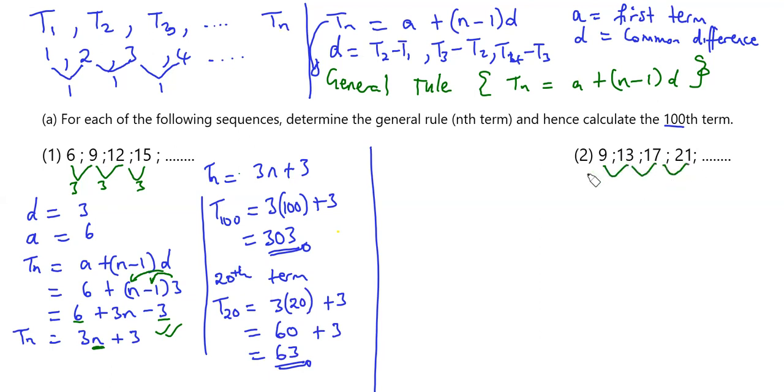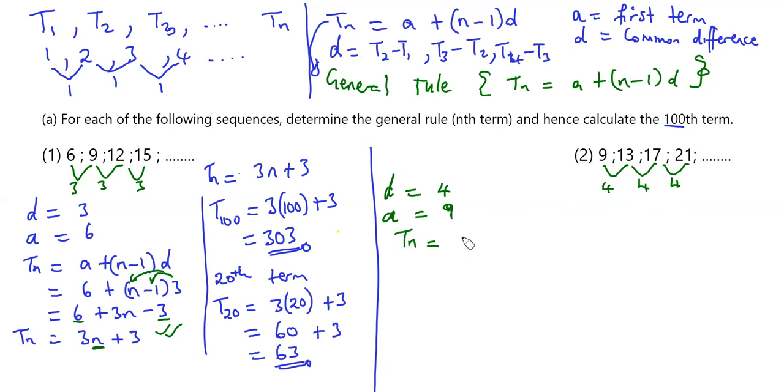Now, let's see what we have here. 13 minus 9, what's going to be 13 minus 9? It's going to be 4. If we say 17 minus 13, we get 4. If you say 21 minus 17, you also get 4. So you have a common difference here, it's 4. So D in this case is going to be equal to 4. What is our A? Our A is not a problem because it's just the first term that we see. So it's 9.